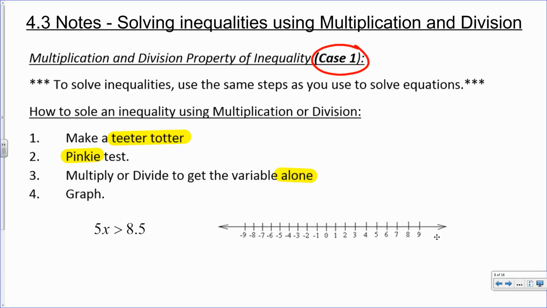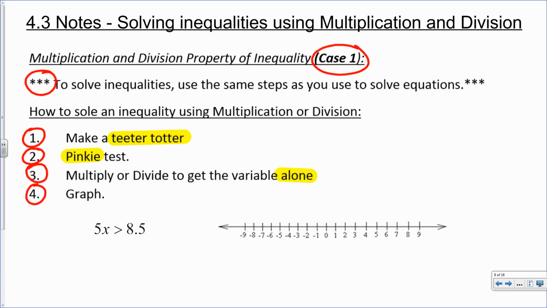And it's good to know that to solve inequalities, you use the same steps as you use to solve equations. So let's look at case 1. How to solve an inequality. First of all, you make a teeter-totter, just like we do with equations. Second is our pinky test, find the variable. Third, you're going to multiply or divide to get the variable alone. And fourth, you're going to graph.